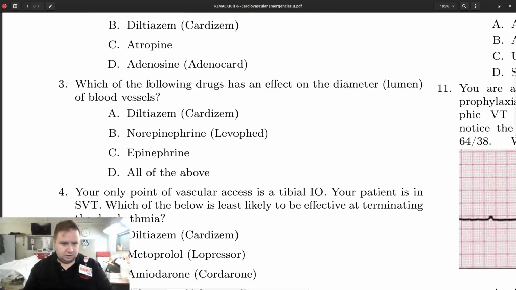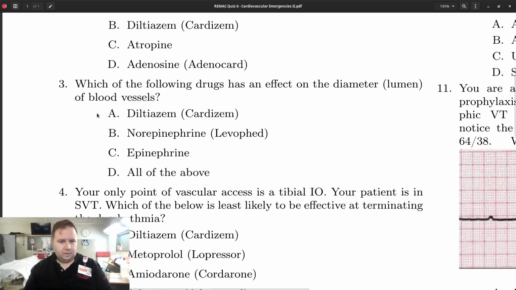Okay. Question number 3. Which of the following drugs has an effect on the diameter or lumen of the blood vessels? We went through a couple revisions of this question, and I want to share with you the wording we had initially. The initial wording we had here was, which of the following drugs is vasoactive? And we decided that we would get rid of the word vasoactive because it might be confusing, but I want you to have the benefit of hearing it now.